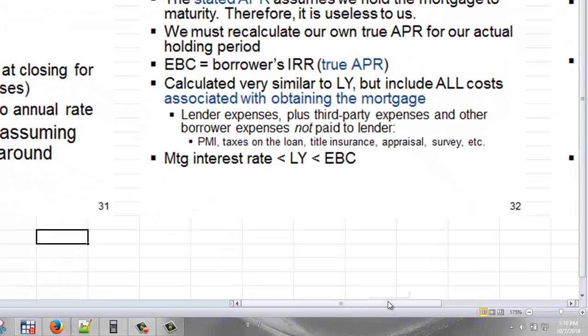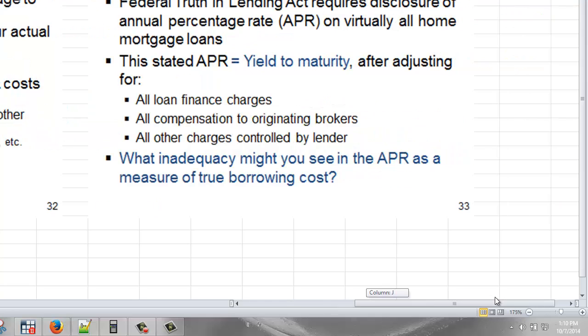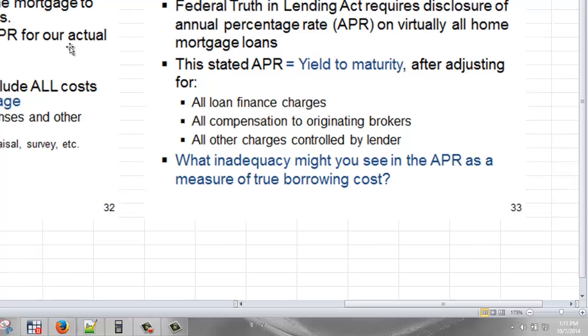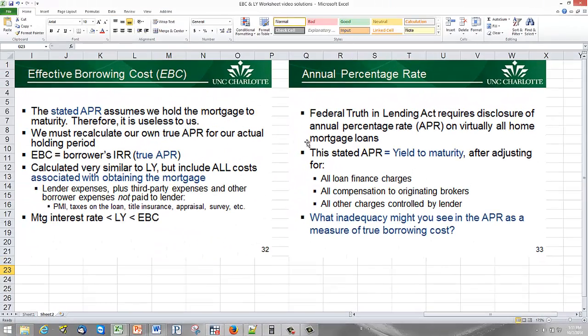Okay, and then the relationship between the EBC and the APR is that the APR is when we hold to maturity. So the APR is the EBC calculation over the complete term of the mortgage. That's not likely going to happen. Most people prepay the mortgage between 3 to 10 years. And so once you have a different holding period, you're going to have to recompute your effective borrowing cost.